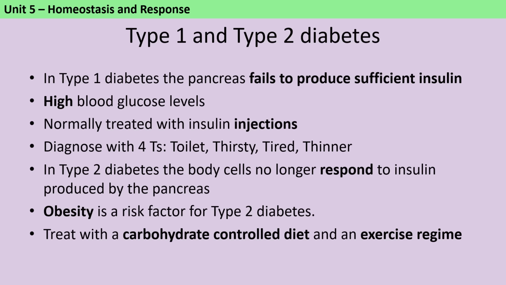Type 2 diabetes is a little bit different. It's not that the body isn't making insulin, but the cells are no longer responding to it. Generally, this can be controlled by controlling the amount of carbohydrates that you're eating, and also sometimes an exercise regime. It's known that obesity is a risk factor for type 2 diabetes, basically because if you constantly have high blood glucose levels because you're eating a lot of sugar, then it's likely that eventually your cells will become desensitized to that insulin, and they sort of start ignoring it.